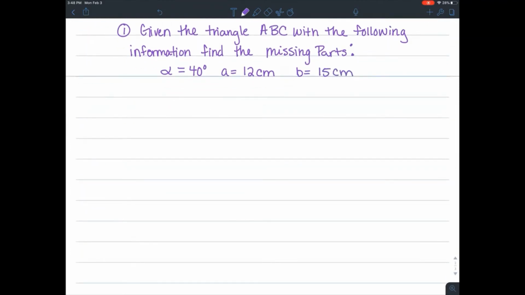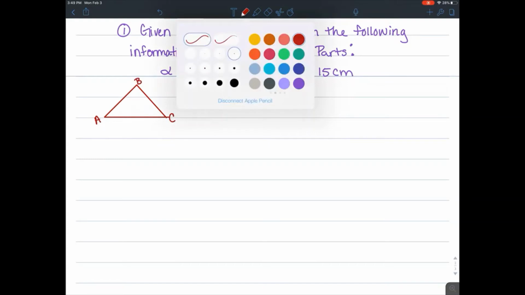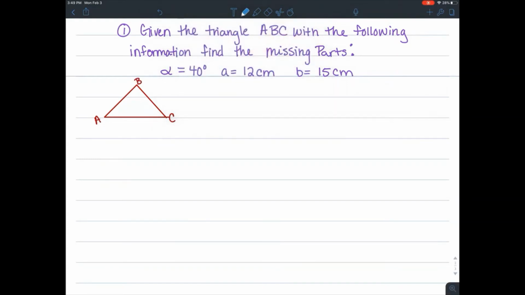All right, I'm going to draw a picture. So that's what they've given you, okay? They've given you this information. It says, given a triangle ABC, with the following information, find the missing parts. I have alpha equals 40, A equals 12, and B equals 15. So I'm going to draw me a triangle. So we have, I'm just going to label this as A, B, and C. Now, if it bothers you when we use alpha, you can just change that to angle A.